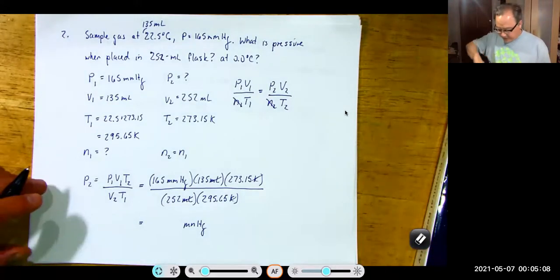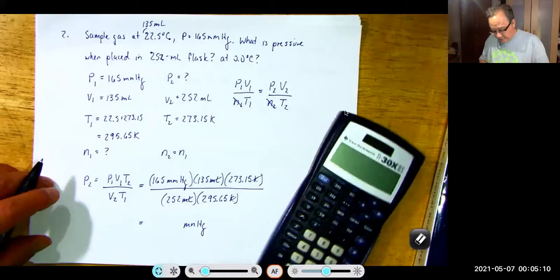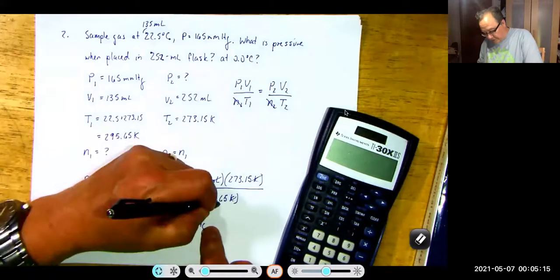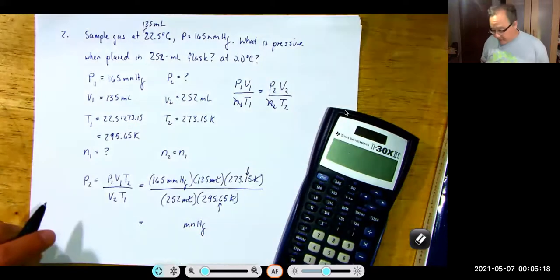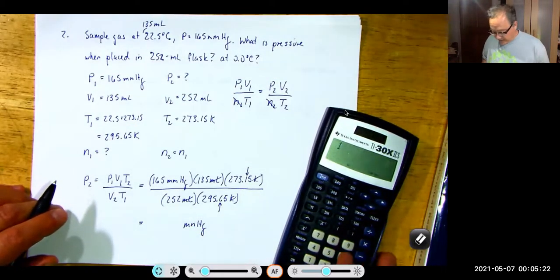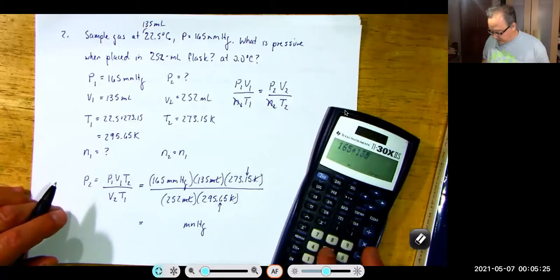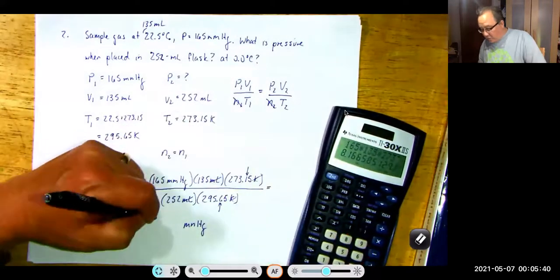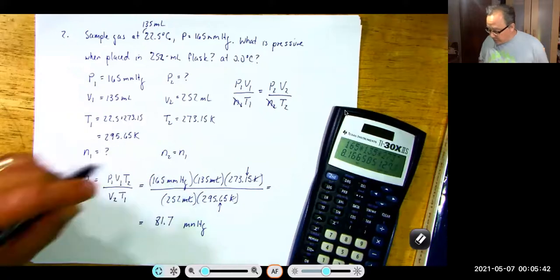All right, so let's take a look and see what the answer is. You can see from my 3 significant figures here, 4 significant figures here and 4 significant figures here that we get 3 significant figures when we're done. So 165 times 135 times 273.15 divided by 252 and divided by 295.65. And I get 81.7 millimeters of mercury.